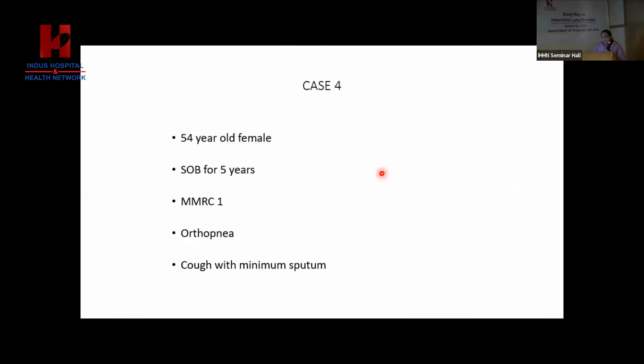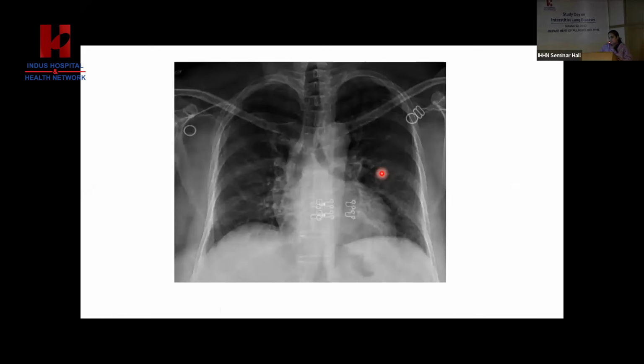So for our fourth case, we have a 54-year-old female with shortness of breath for 5 years, MMRC1 with orthopnea, and cough with minimum sputum. Once again, a chest x-ray was done, which is actually not as bad as the previous ones, but does anyone see changes in it?